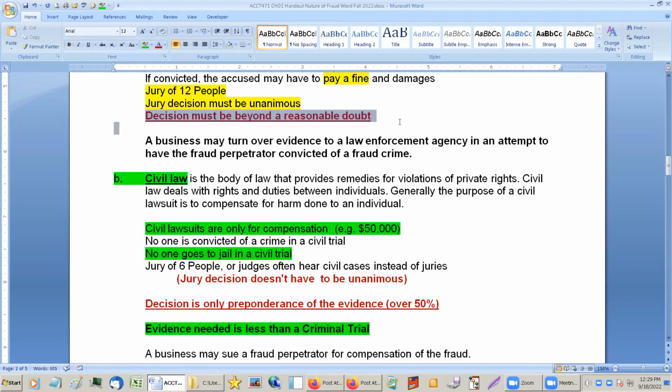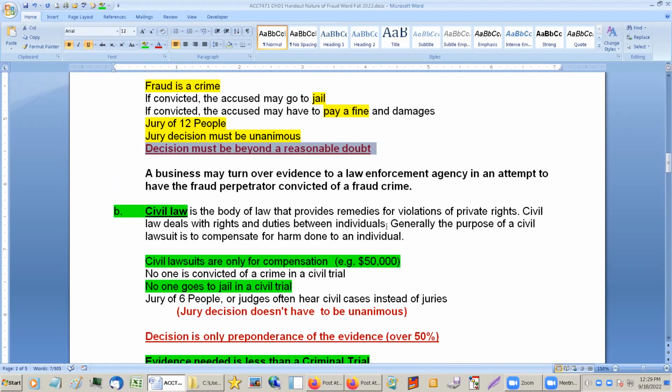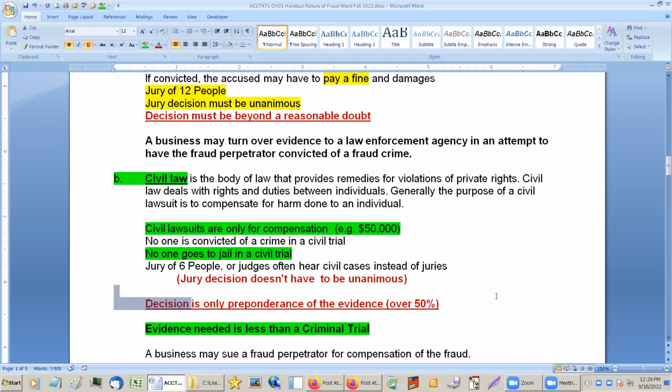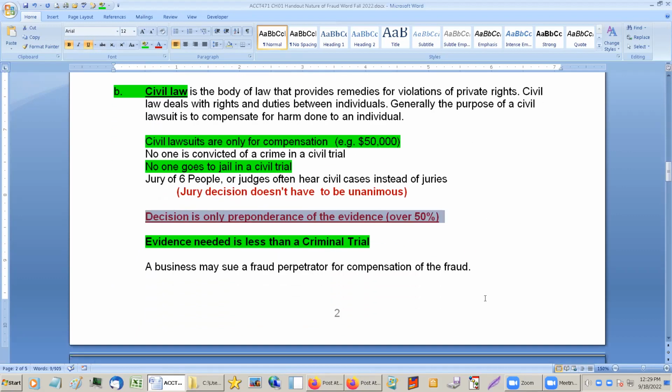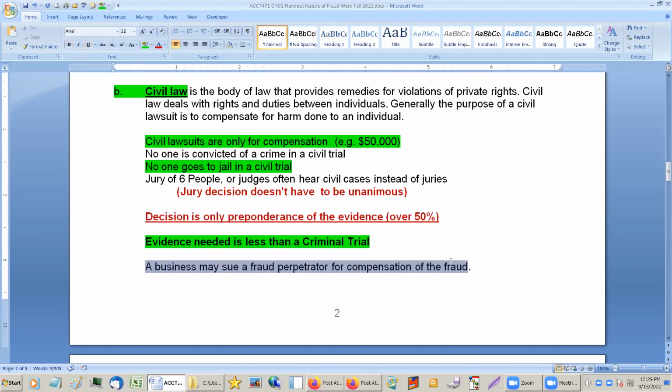Because of this, you need a lot of evidence to have a decision beyond reasonable doubt. Less evidence, still needs some evidence, but less evidence to get over 50%. And a business sues the fraud perpetrator for compensation. This is not for punishment, it's for compensation.